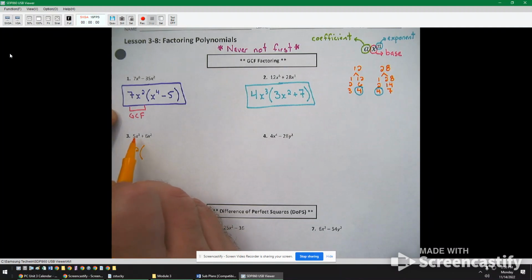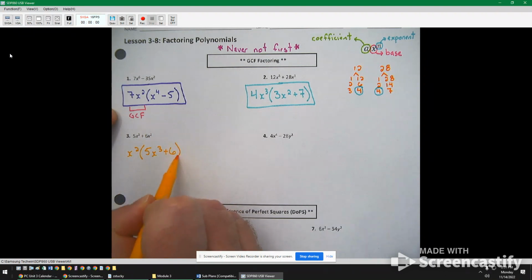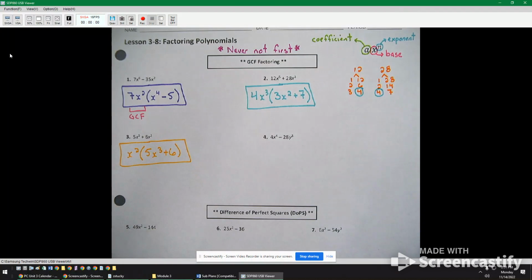Again, you build back. 5x to the 5th. If I've got 2 x's, I need the 5, and I need 3 more x's. I'm trying to build 6x squared. I need the 6. I've already got 2 x's, so I don't need any more x's. Same idea with the next one.